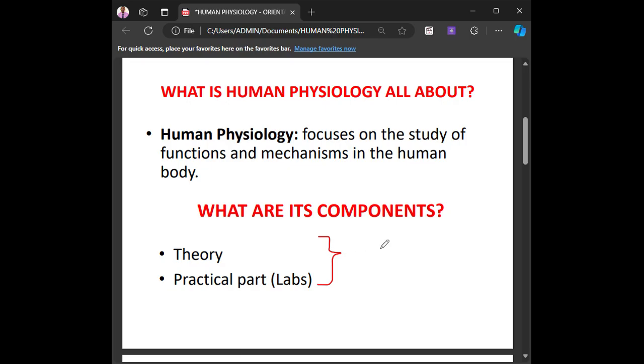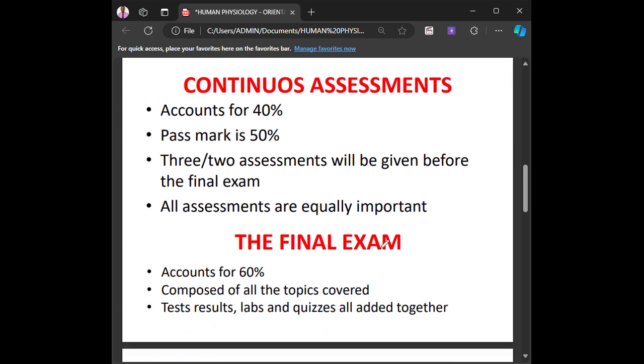Now, let's talk about the continuous assessment. The continuous assessments are what we can call tests. They account for 40% out of 100, and the pass mark for human physiology is 50%. What this means is that if you get a 49 or a 48, you've failed this particular course. When it comes to the continuous assessment tests, you will be given two or three.